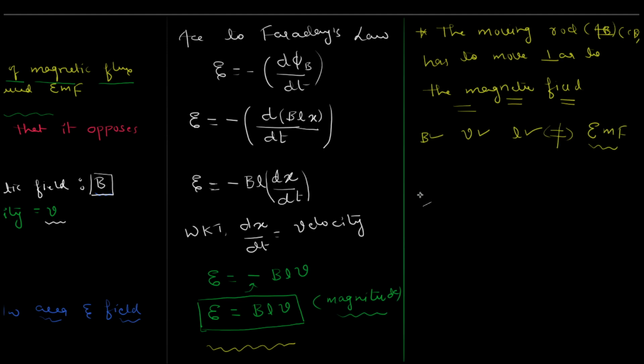Let's say you happen to have a situation like this, where the magnetic field lines are actually in this direction. This is the direction of magnetic field. So there is a region where the magnetic field lines are in this direction: magnetic field, magnetic field, magnetic field, magnetic field.